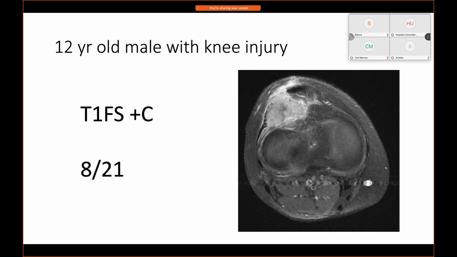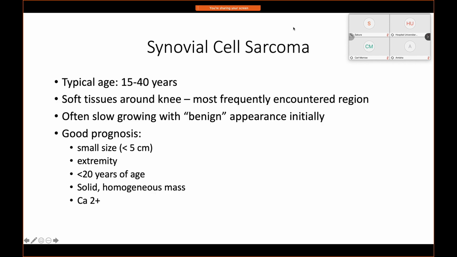So this indeed ended up being synovial cell sarcoma, and the typical age, which this person fit into, was 15 to 40, closer towards the 15 than the 40. The knee is the most frequently encountered region, and typically the soft tissues, it could be in the Hoffa fat pad, it can be the retinaculum, and often, even literature says this, it's slow growing with quote-unquote benign appearance initially, and that's what this started out with. And just because it's cystic, don't let that fool you.